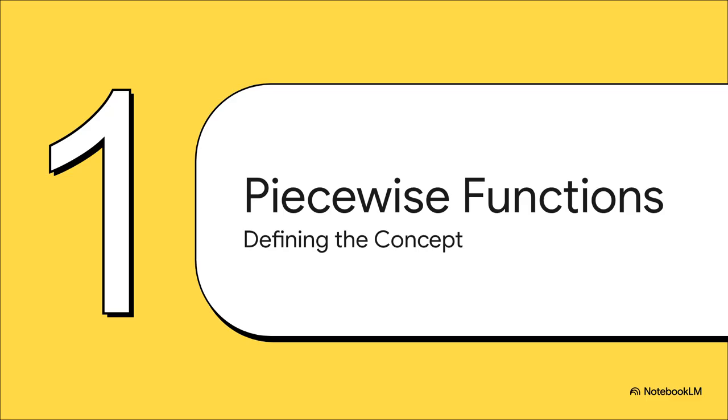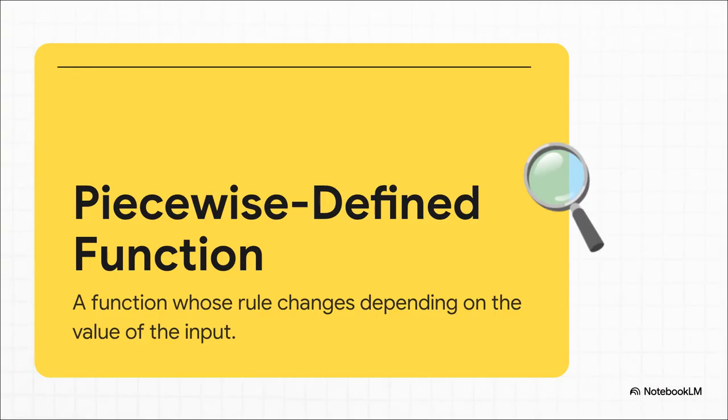What are piecewise functions? Let's define the core concept. A piecewise defined function is simply a function whose rule changes depending on the exact value of the input. Each piece of the function has its very own formula. And honestly, this is the secret to the whole shebang right here. Each piece is defined over a specific interval, or a specific set of input values. So rather than having just one single rule that applies to every single number forever, the rule literally changes based entirely on the specific input value you hand to it.